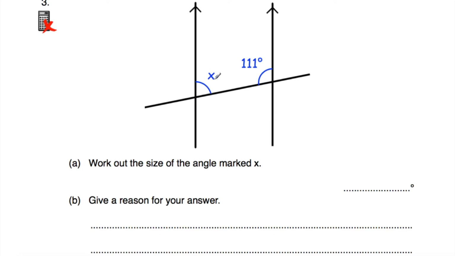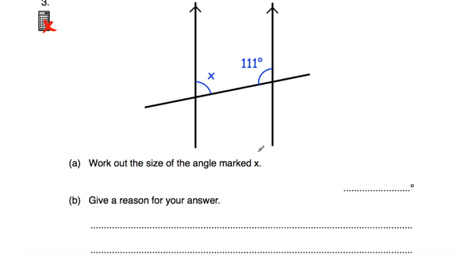So that means if we want to find the size of this angle X, if we just take 111 degrees away from 180 degrees, that'll tell us what's left for X. So these two angles will add together to be 180 degrees, and they're called co-interior angles. If you've got two parallel lines and you've got that line that crosses them, the acute angle here and this obtuse angle here, these two angles will add together to be 180 degrees.